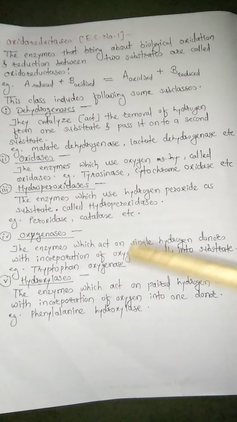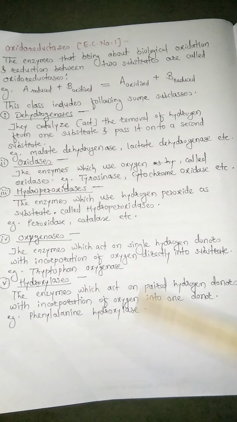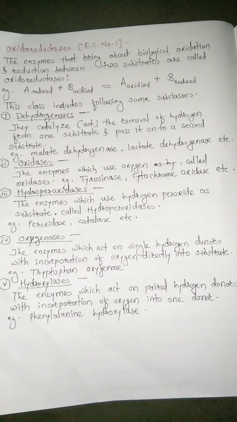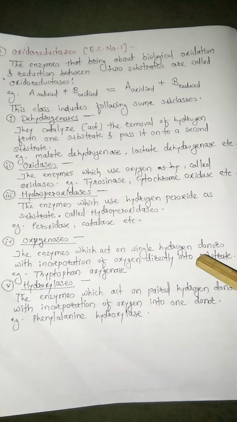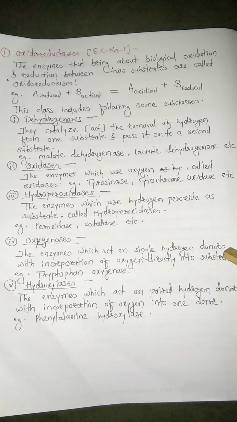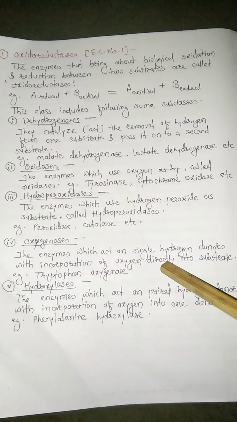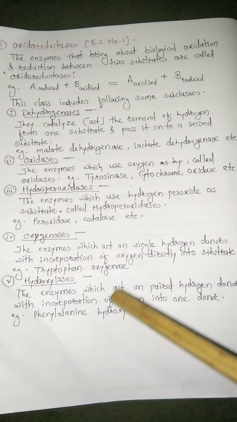Next, oxygenase. Here enzymes act on a single hydrogen donor with incorporation of oxygen directly into the substrate. So see here the two functions. First, it will act on a single hydrogen donor. How? By the incorporation of oxygen directly into the substrate. Example, tryptophan. And the last one, hydroxylases.